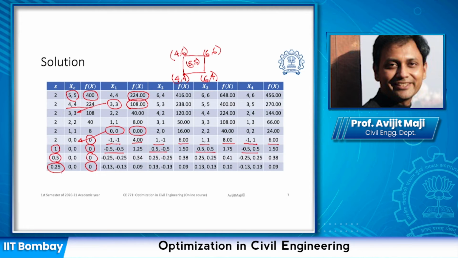At this stage, we see that the step size is less than the precision which we had set, and hence we are stopping the method here and reporting 0, 0 as the optimum location with objective function value as 0. Let us look into this solution in a graphical format.